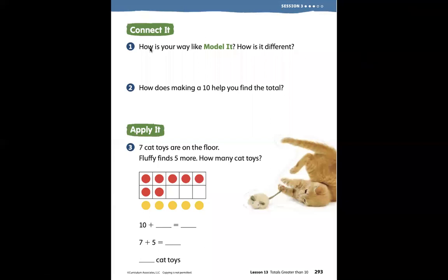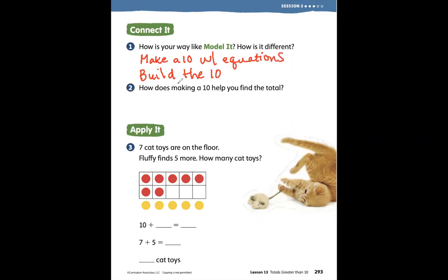Well, Mrs. Sanders always likes to model. Make a 10. Okay, I like to make a 10. I also like to build the 10 and making a 10 with equations. And I like to build the 10 with pictures. Okay, how does making a 10 help you find the total? Well, you can see if you use two different colors how the 10 is built.